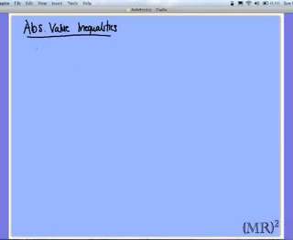Okay, in this recording, I'm going to be showing you how to solve absolute value inequalities. So first, recall that absolute value makes whatever is inside the absolute value positive, no matter what x is.